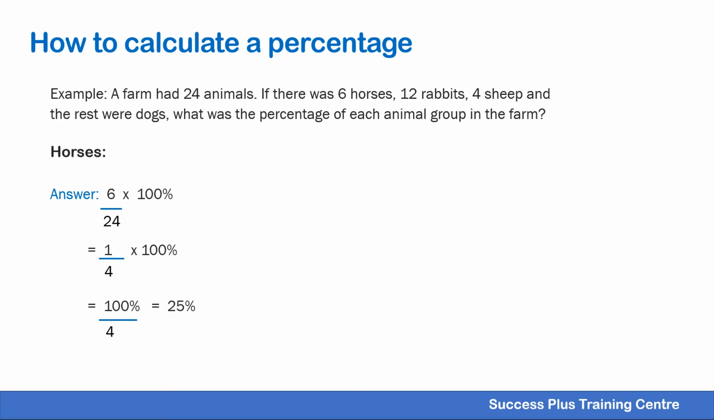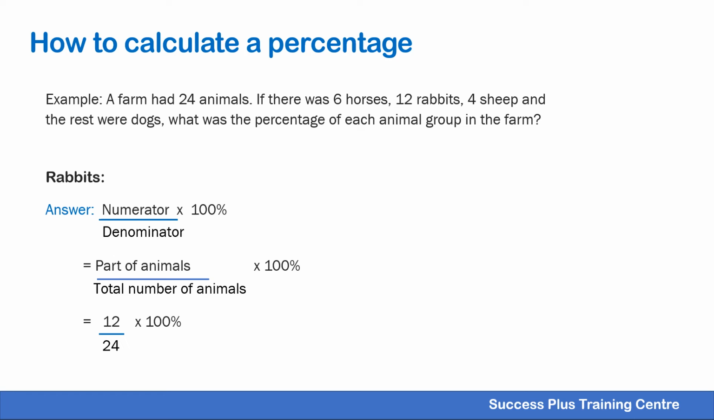So yes, 24 can be divided by 6. In this case, we can divide 6 by 6 and that should equal 1, and 24 by 6 and that should equal 4. So 1/4 times by 100% should give you the value of the percentage. This also equals 100% divided by 4, which is equal to 25%.